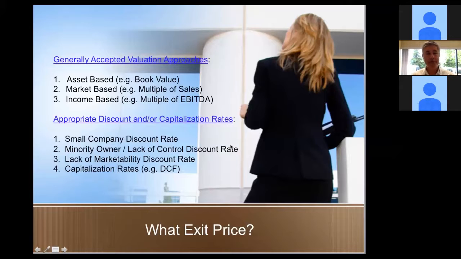Then if your business is also not that marketable, certainly a publicly traded company is much more marketable than a private one that's not on any stock exchange. And it gets even more so to the degree that you're in a rural setting and there are not that many businesses like you around to even compare against. There could be a lack of marketability discount on the business. And then there are capitalization rates.